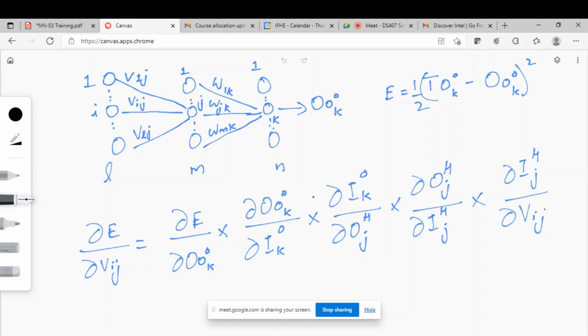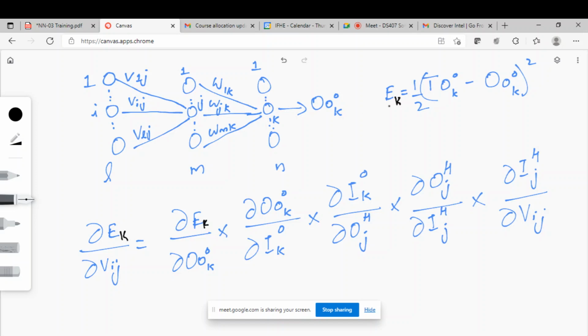So I have already written all the equations because it takes time to write and draw everything. Last class we discussed how we find the updated weight for the WJK part, that is, taking the derivative of the error EK with respect to WJK. In today's class, we will discuss what the change in the weight Vij will be.